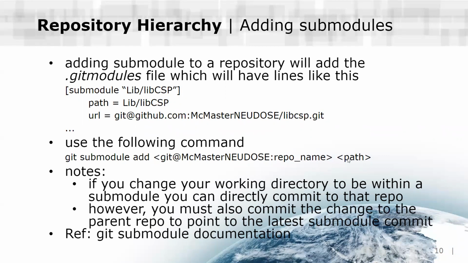What you have to make sure of is, if you're making changes to your submodule, you then also need to go back out of the submodule and into your root repository to make sure that the submodule is pointing to the latest commits. And that's basically the last step that you should do when you're making your changes.